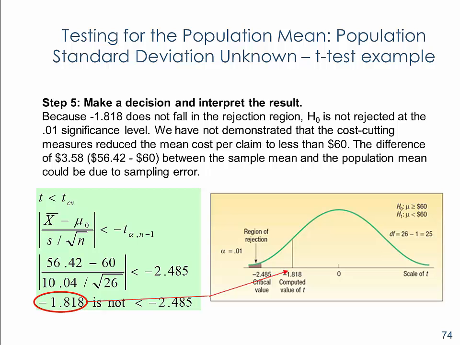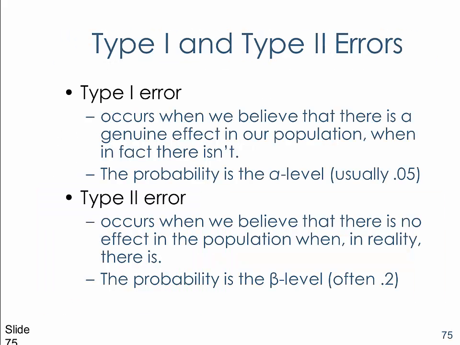Let's take another look at our error types. Remember, the type 1 error occurs when we believe that there is a genuine effect in our population when in fact there isn't. So that's when we reject the null hypothesis when in fact the null hypothesis is true. In other words, we shouldn't be rejecting it. The probability is the alpha level, and that's usually 0.05, 0.01, or 0.1.